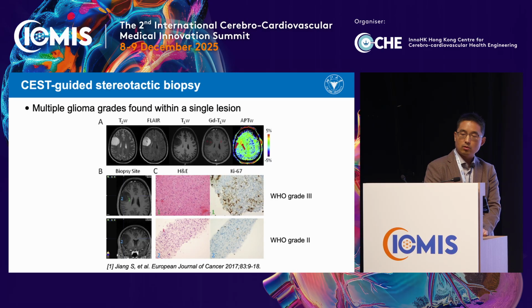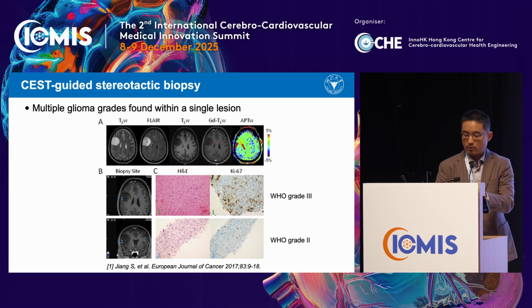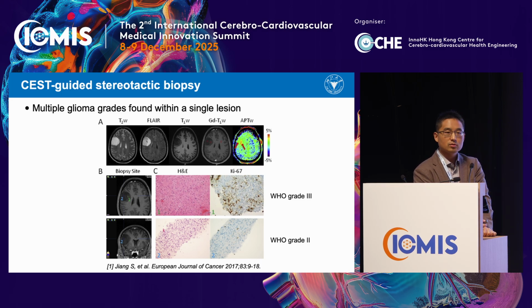This is the last example related to glioma that I'm going to show you, still coming out from Hopkins. We can use CEST MRI to guide biopsy. This is a newly diagnosed glioma patient. We see this T2 FLAIR or T1-weighted image and also the post-contrast T1-weighted image. There's really no enhancement in the tumor, and it's a fairly uniform tumor.